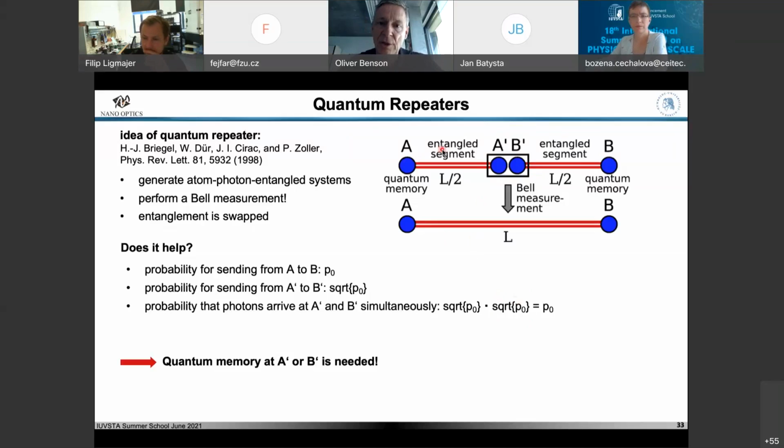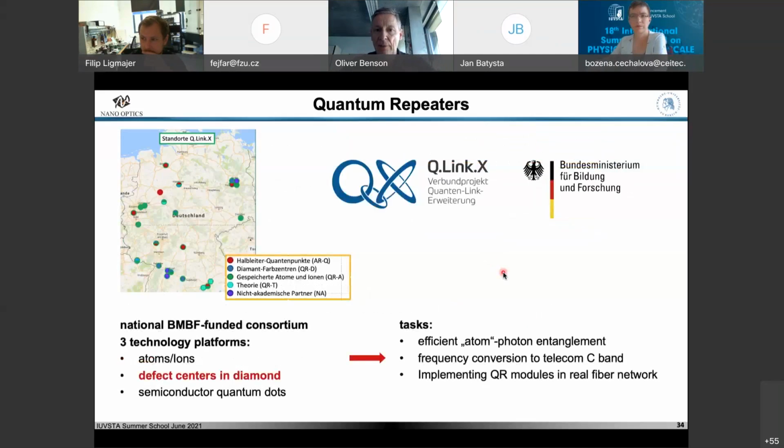It requires a very efficient generation of entanglement between an atom-like object and a photon, and it requires quantum memories. And this is something that we've been working on. There's a consortium that I just want to mention. We try to realize such a system. One of the platforms that we use is a solid-state defect in diamond, and I would like to say a few words about this. Again, the task is to have an atom-like object, here a defect center in diamond, entangle it with a photon, and send the photon over a longer distance.